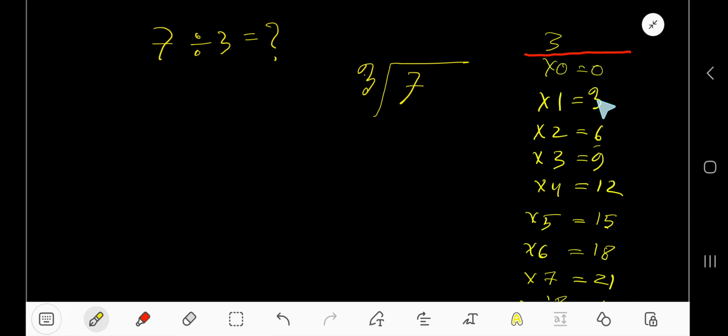0 plus 3, 3; 3 plus 3, 6; 6 plus 3, 9; 9 plus 3, 12. This process will continue. 3 goes into 7 how many times? 3 times 3 is 9, which is greater, so 2 times.